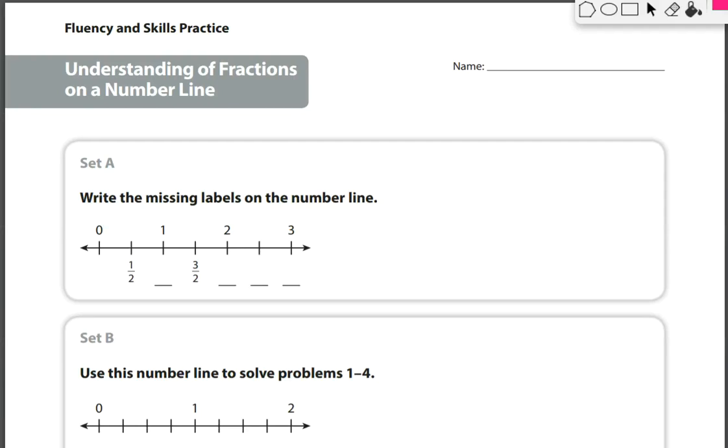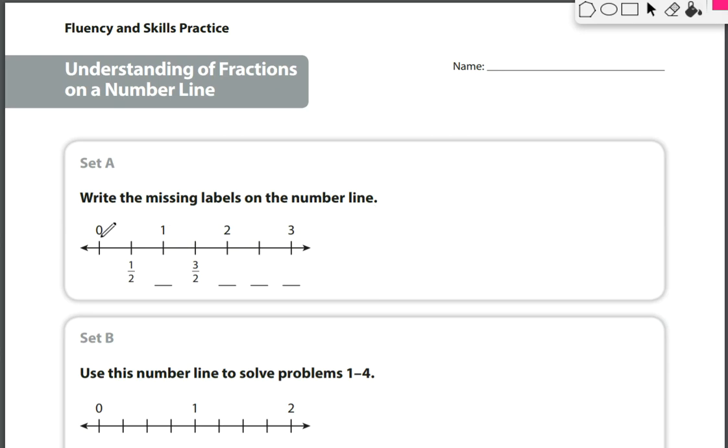We are continuing our review with fractions, looking at fractions on the number line. I know you guys are going to be so excited about this because you loved it so much the first time. So here we're taking a step back to reintroduce where we started with this.